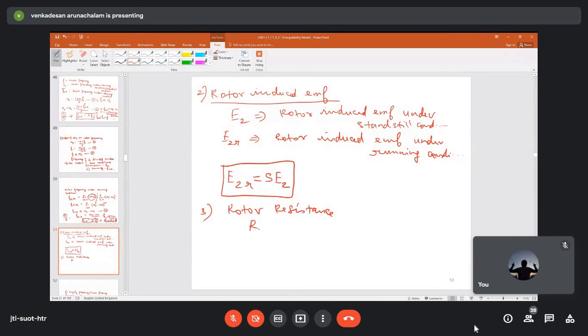Same thing you assume. This is R2. I don't want to write again and again. R2 is the rotor resistance under standstill condition. R2R, that is the rotor resistance under running condition. What is R2R? S times R2. Why? Why it has no effect on the resistance?